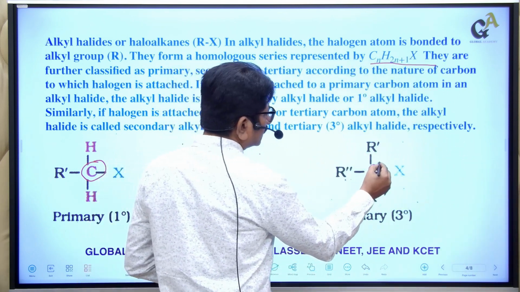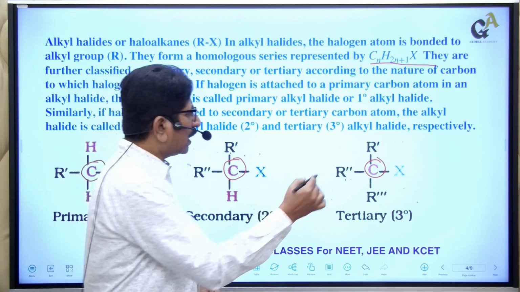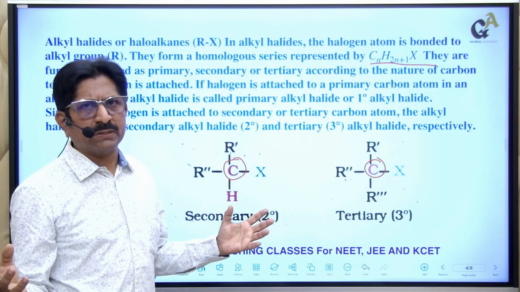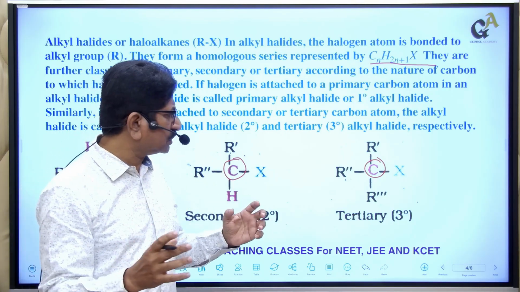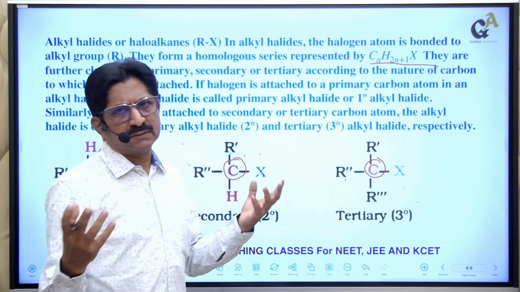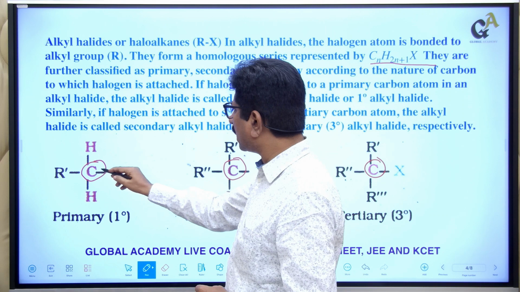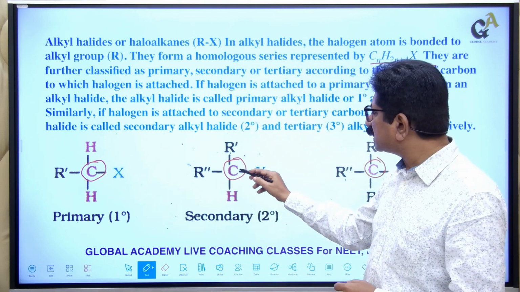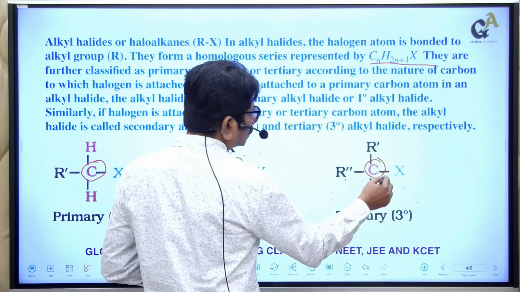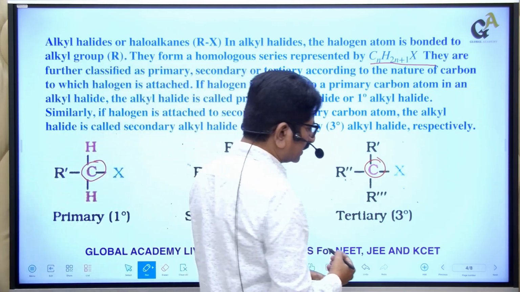Similarly, here you can see this carbon where there is no hydrogen. R dash, R double dash and R triple dash are all other than hydrogen. Then they are called tertiary. That's the tertiary carbon, and that compound is called the tertiary compound. So in this way, primary has 2 hydrogens linked to the carbon where the halogen is there, secondary has only 1 hydrogen, and in tertiary there is no hydrogen linked to the carbon.